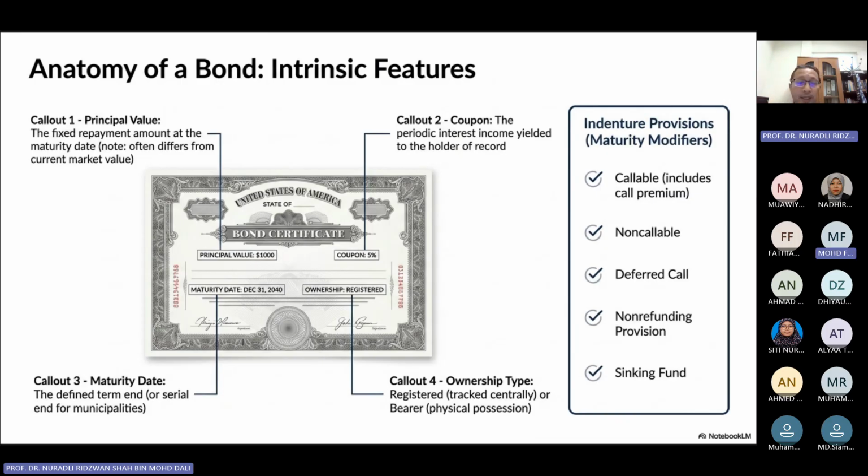Prof, from the ownership type, what is the difference between registered and bearer? Is there any difference or any benefit to each type of ownership? The difference is in terms of whether you have the certificate, you have the physical possession, or it's being tracked centrally. So there is a difference in terms of that only.